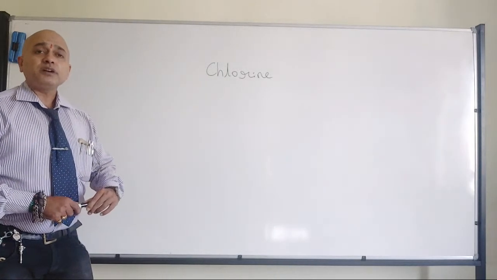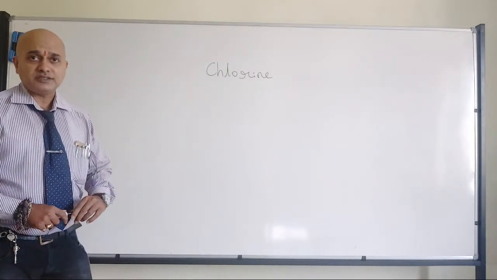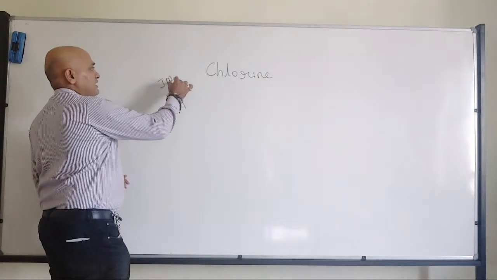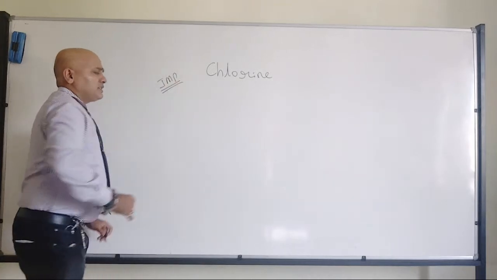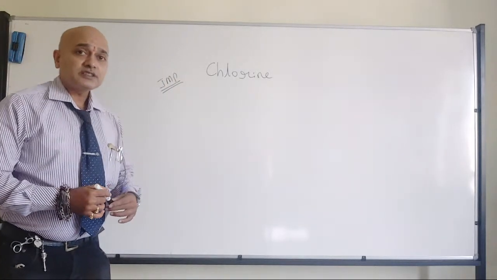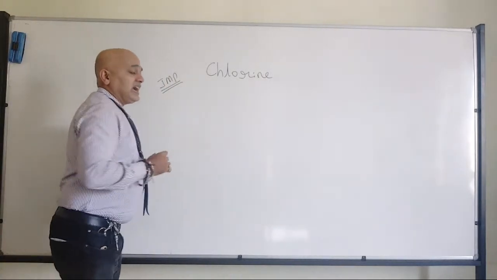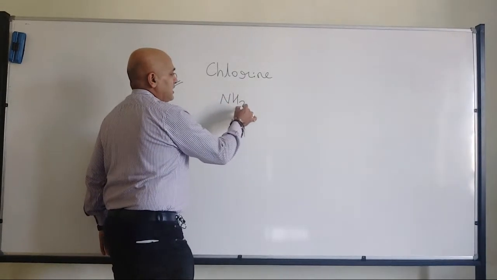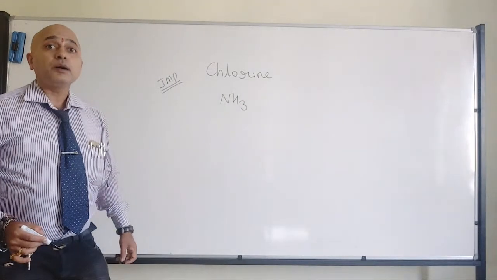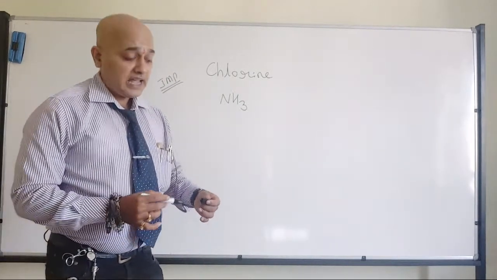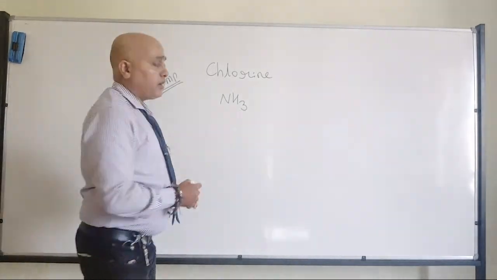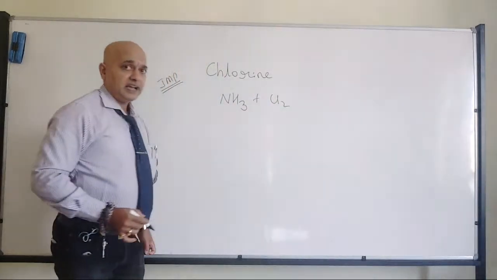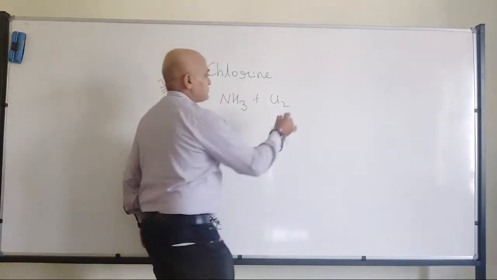Now with respect to other chemical reactions, which I will mention as important. For example, I have ammonia. Reaction with ammonia is important. So in the presence of chlorine gas, we have two types of reaction.